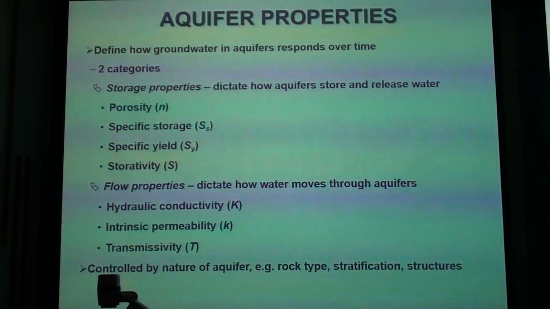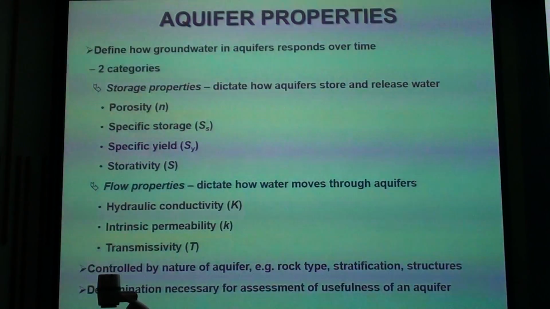And of course all these things are controlled by the nature of the aquifer, the rock type, whether it's stratified, what structures are there, whether it's primary, secondary porosity, a whole range of things, but the determination is necessary for the assessment and usefulness of an aquifer. That's why we'll be going into this next week when we start talking about going through a project, how to extract groundwater from the ground.